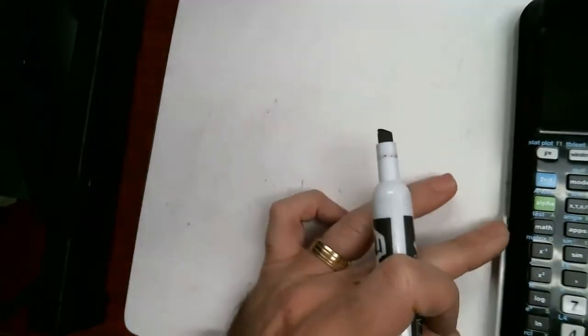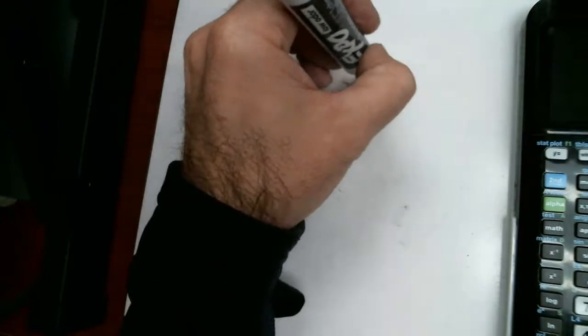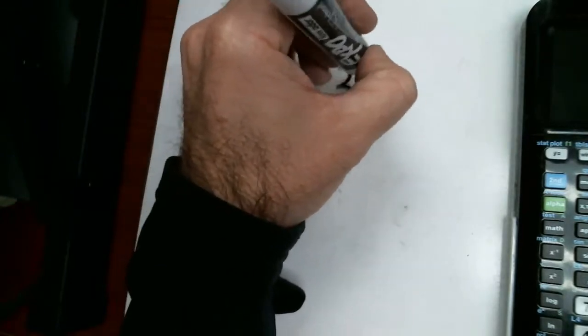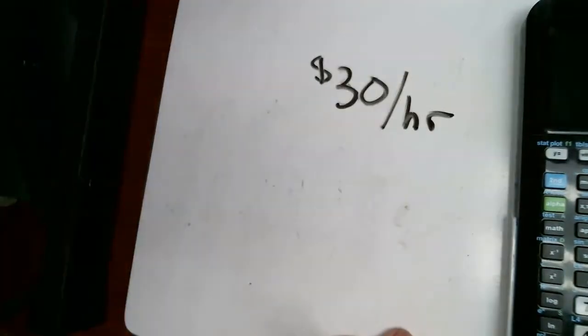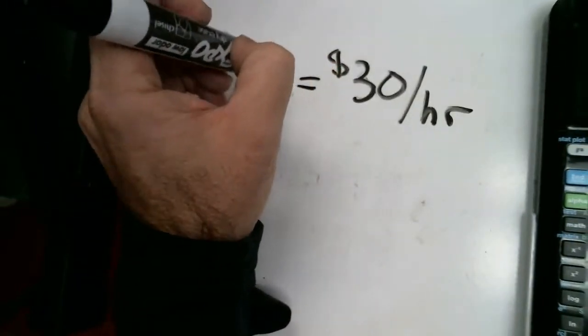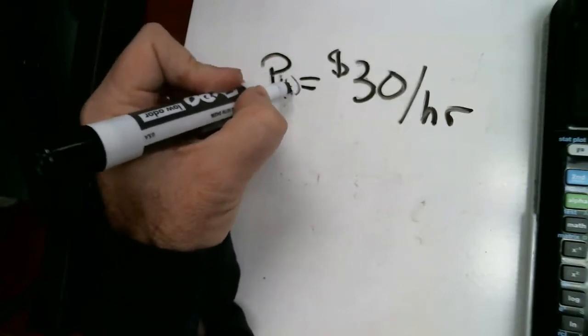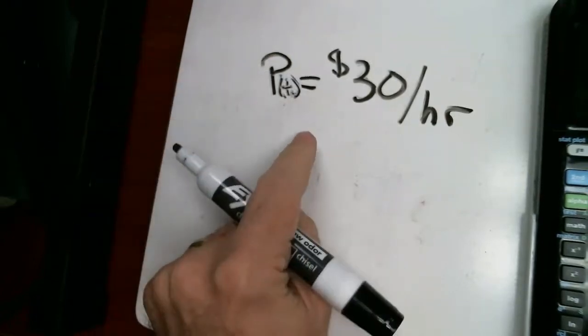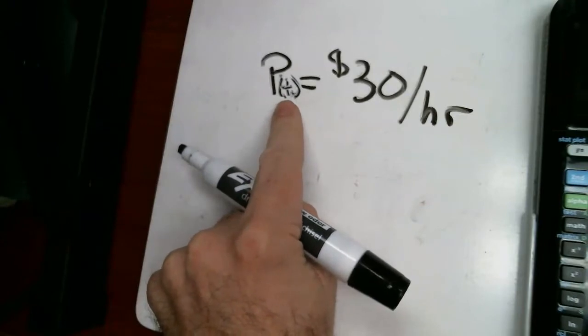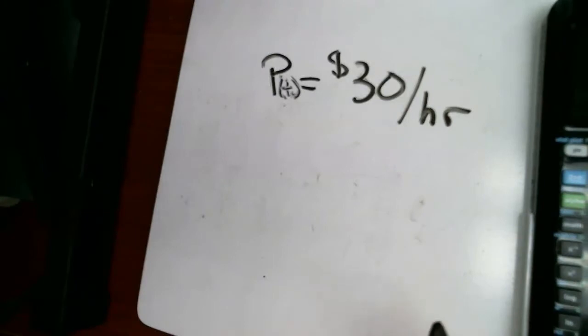The first situation that they describe here in the book is house painting. The person charges 30 bucks per hour to do their painting. So this is going to be a profit thing in terms of time. I'm going to put a P of T here. So depending on how much time I have will determine what my profit is going to be.